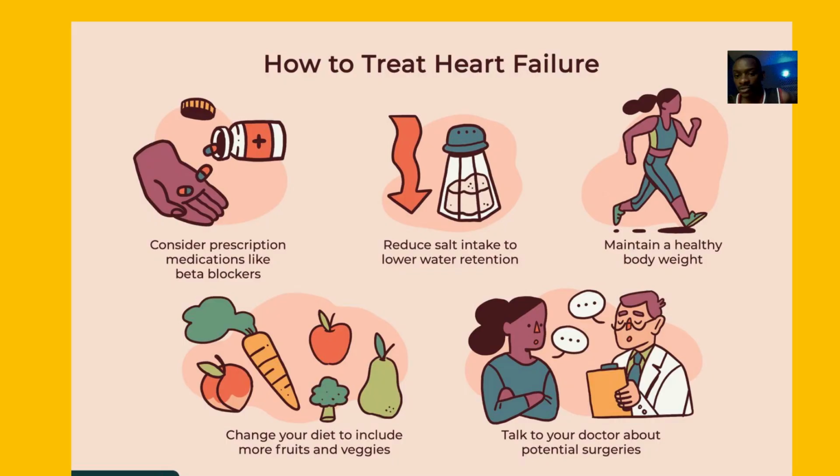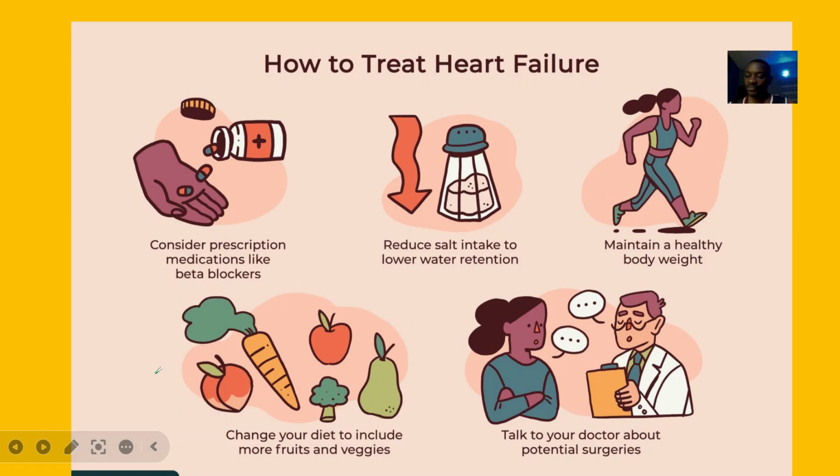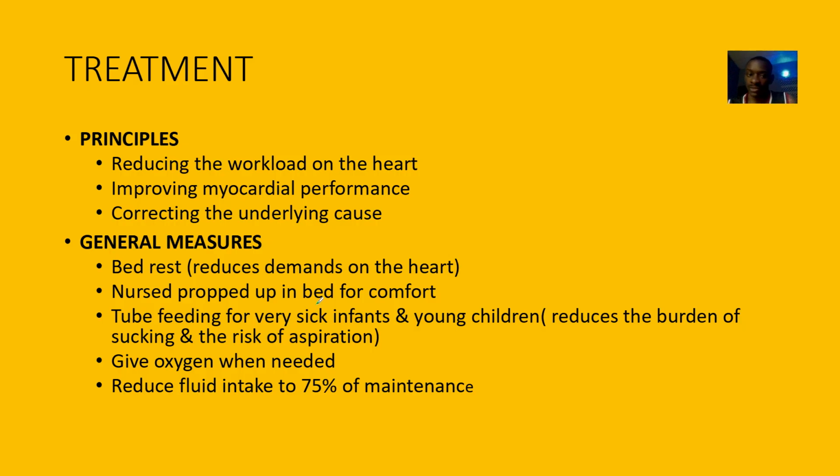Okay. So moving forward, you can see here: consider prescription medications like beta blockers, reduce your salt intake, maintain a healthy body weight, that's don't get obese, change your diet to include more fruit and veggies, and talk to your doctor about whether any surgeries will be useful in treating that.